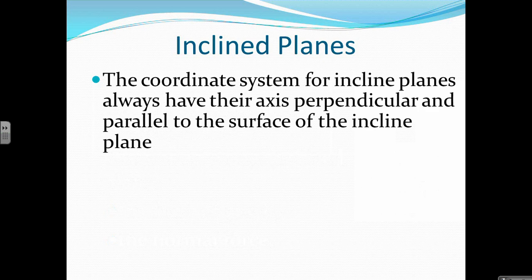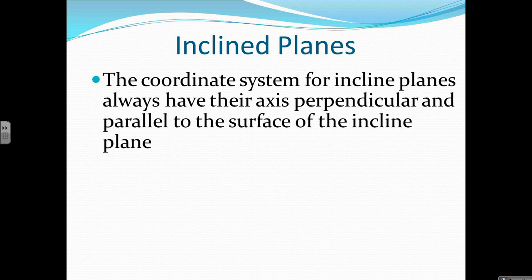The coordinate system for the inclined plane. Because the object is either going to move down or up the hill, that'll be parallel to the surface, but it'll always be stuck to the hill perpendicularly. So when we're looking at our coordinate system for an incline, we want to orient the axes so that they are parallel and perpendicular to the hill.